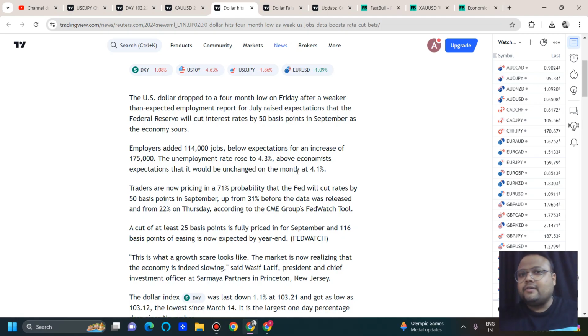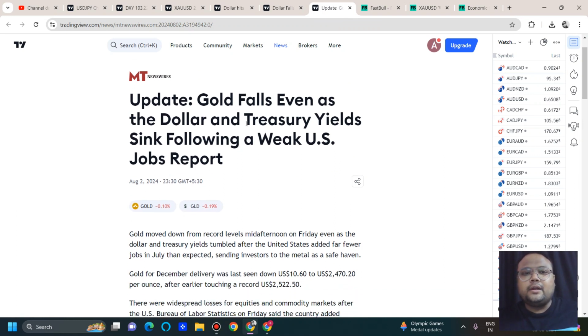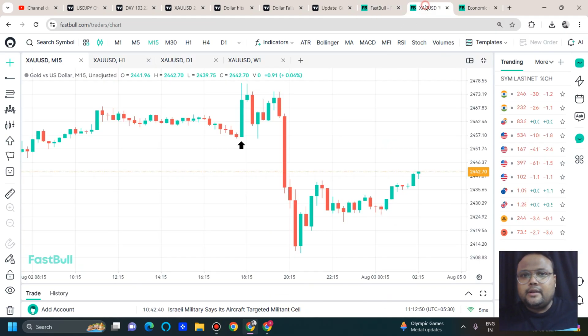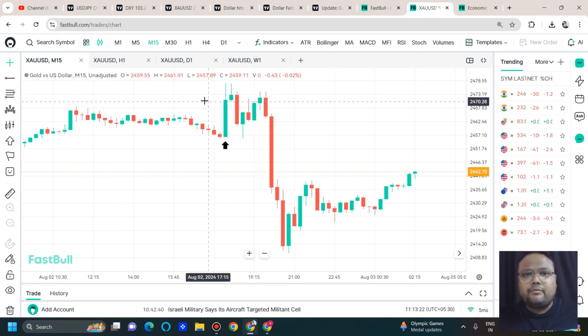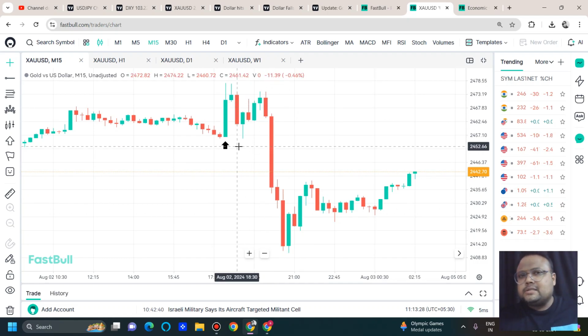So overall the data was not positive, and you can see gold falls even as dollar and treasury yields sink following a weaker US job report. But personally, I believe that when gold went up after NFP, it was obvious. But this fall simply looked like a complete market manipulation to me.